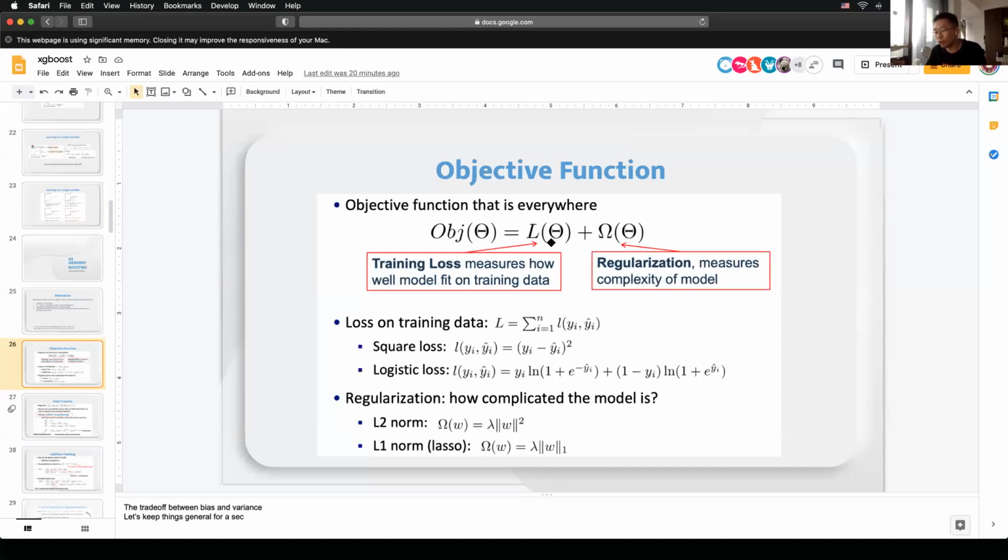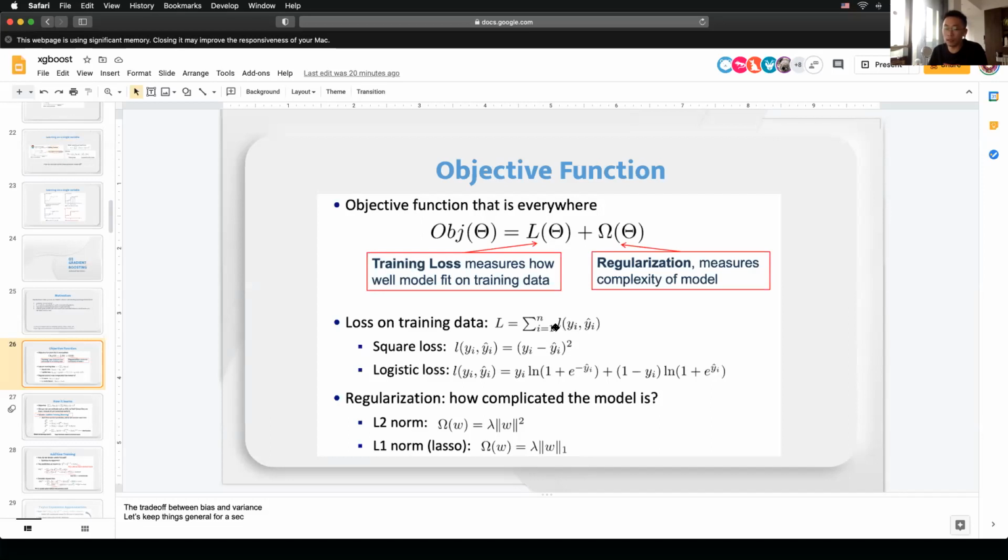So we want to be able to train a model that can perform well on data it hasn't seen so far. So we want to control the regularization for that purpose. And when we need to find a concrete idea of the loss and the regularization, for loss, I think you're probably already familiar with the square loss, right? The y bar here is the predicted result for each single instance i.